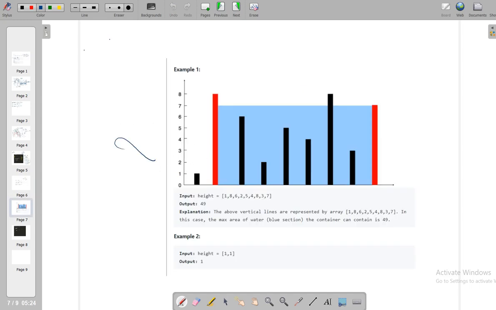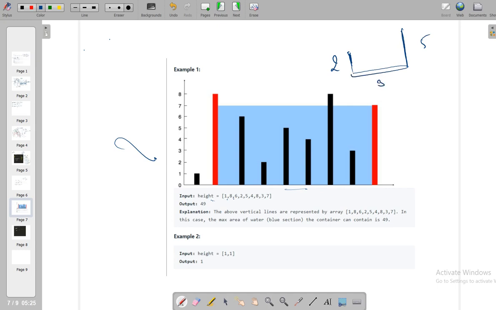So consider, see guys here. This is your given height. If you see 1, 8, 6, 2, 5, 4, and so on, these are heights. This is your x-axis down the line, and this is your height. Now see guys, let me ask you a simple thing. Let's say you have this height and this height, 2 height and 5 height, and the width between them let's consider 3 as of now.